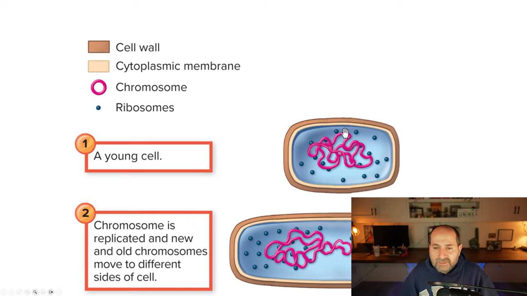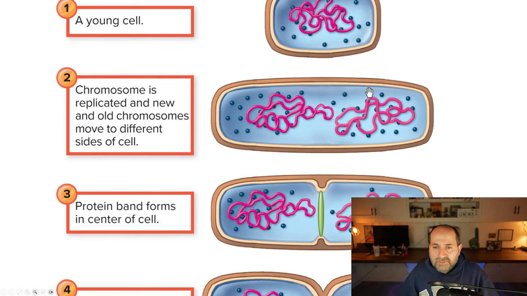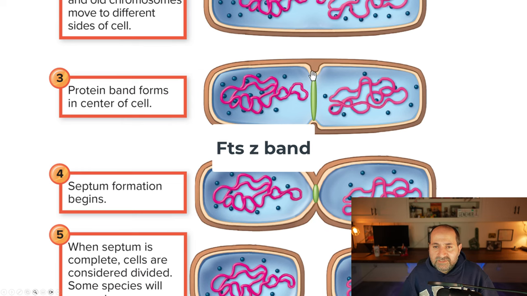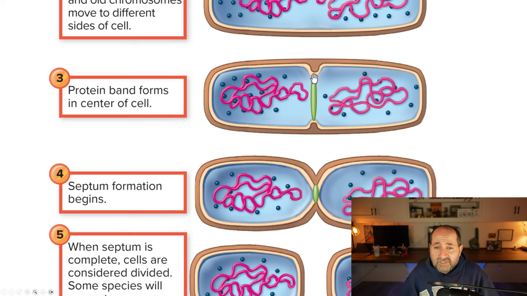This cell will grow, it will elongate. You see how the cell elongates, and the nucleoid is copied. Now you have two copies of that single circularized chromosome. Those two copies move to opposite ends of the cell, and then a protein band forms at the center of the cell. This is known as the FtsZ band, and then this promotes cytokinesis. Remember cytokinesis, the separation of the cell itself.